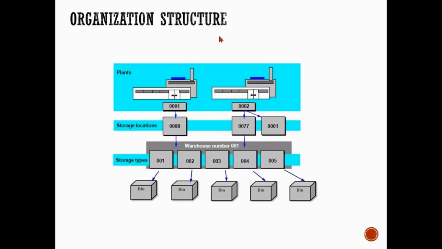If you see here, what they have shown is we have 2 plants. There are 3 storage locations for this. And then out of these three, one is not assigned to a warehouse at all. That means, let's say I'm only keeping the packaging material here.